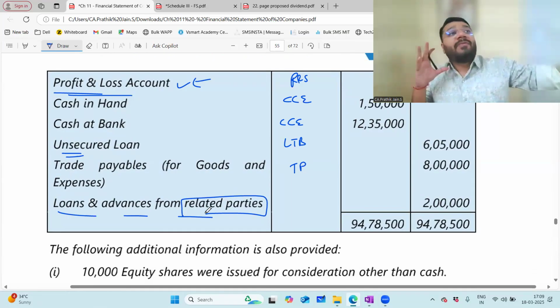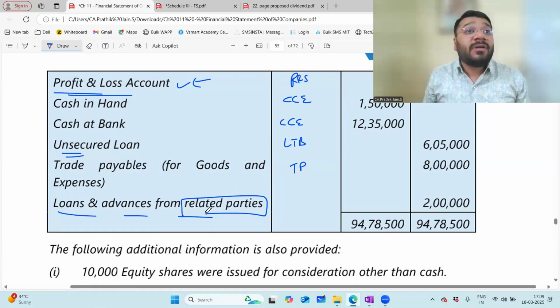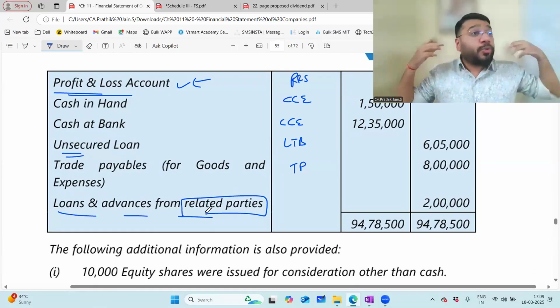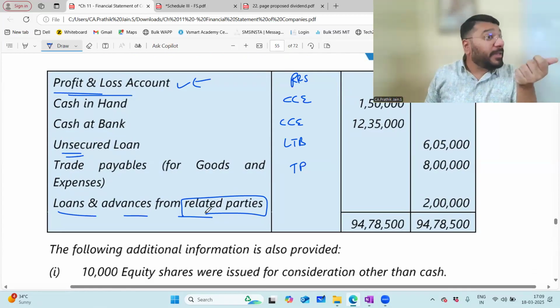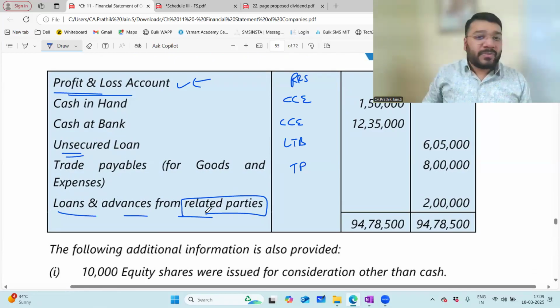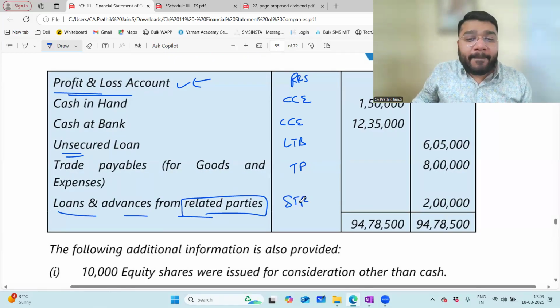For long-term help, we will go to the financial institutions, because the job of the financial institutions is to help us for the longer period. Related parties will only give you timely short-term help. They will not give you long-term help. So this will go to your short-term borrowing.